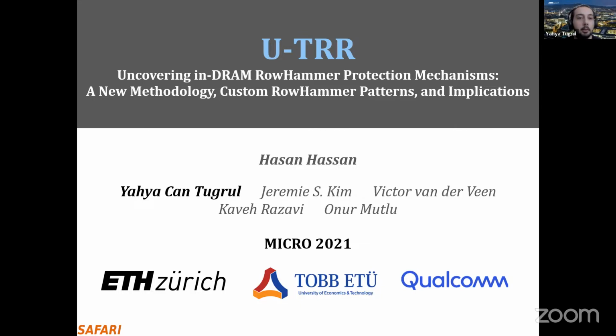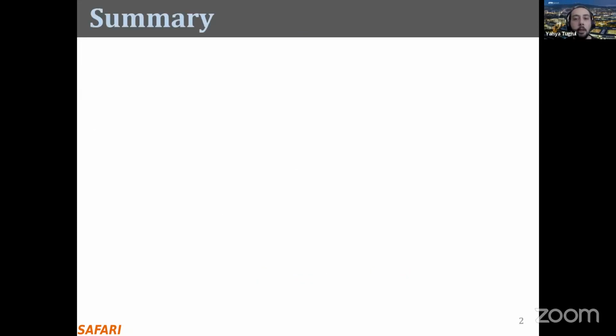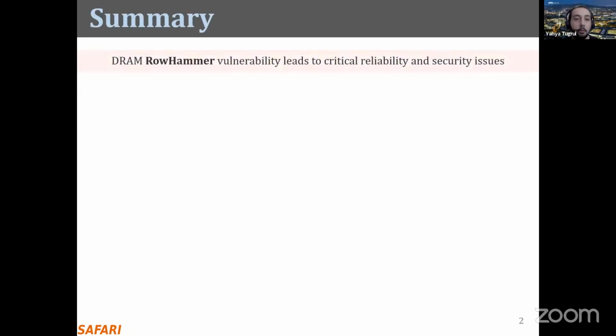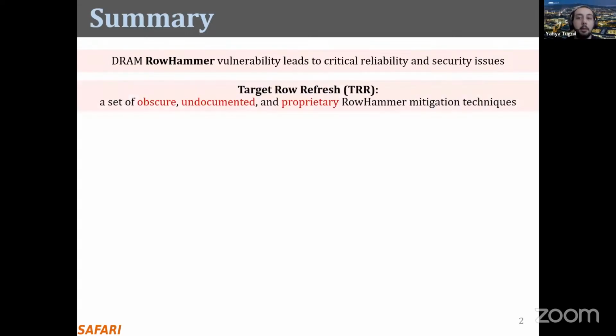Today I will be presenting our work U-TRR on uncovering the operation of the In-DRAM RowHammer protection mechanism. This paper was published at MICRO 2021. So let's start with a quick summary. First, RowHammer, as we all know, the RowHammer vulnerability of modern DRAM chips is a critical reliability and security issue, and DRAM vendors implement target row refresh to protect their DRAM chips against RowHammer.